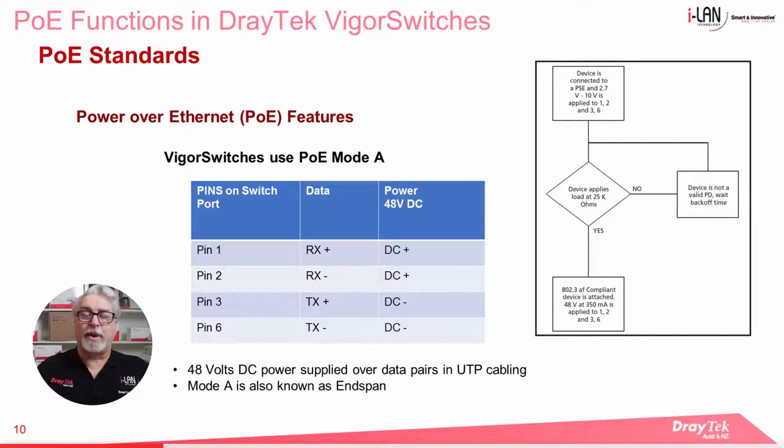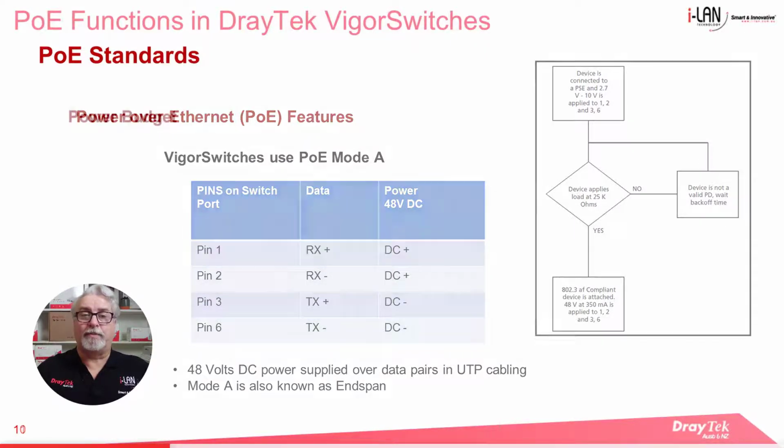Mode A is also known as end span, and power is supplied over data pairs 1, 2, 3 and 6 in the UTP cabling for both PoE and PoE Plus ports. PoE Plus uses all 4 pairs in the data cable.